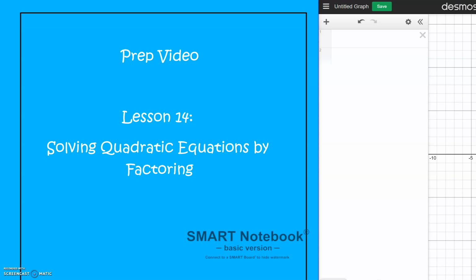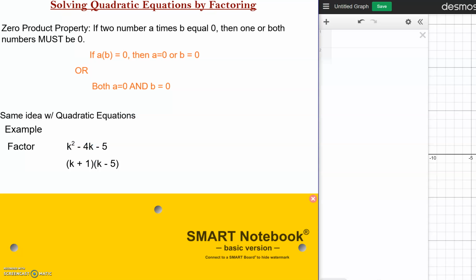Hi, it's Mrs. Newman, and today we're going to solve quadratic equations by factoring. Before we do that, we're going to review the zero product property, and it states that if two numbers, in this case a times b, are multiplied and they equal 0, then a is equal to 0 or b is equal to 0, or they're both equal to 0. So we're going to apply this to solving quadratic equations.